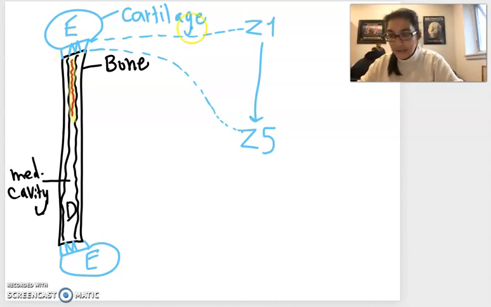So in my next slide, I'm going to show you what's going on exactly in that metaphysis, what each cell is called in zone 1 to zone 5 of these different layers, and what's going on. So I'm going to go to another slide to draw these zones one after the other. So we won't see the long bone anymore, but now we're going to talk just about the zones. And I will continue using blue for cartilage, and I'll use black for bone.